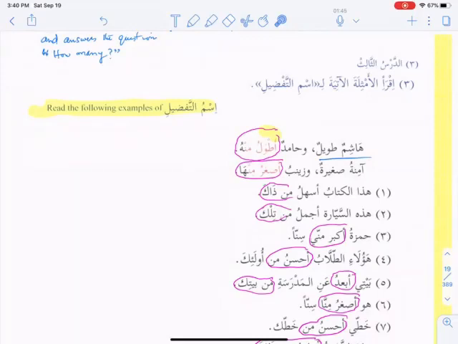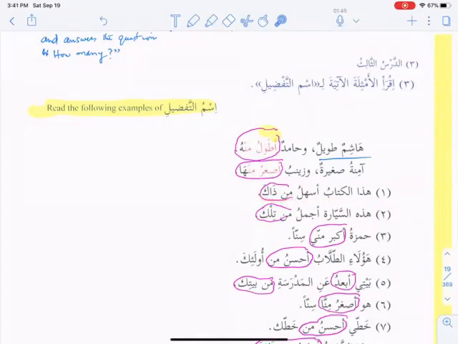Hazal kitabu ashalu min zalika. This book is easier than that. That book is easier than that. I'll just do one more. Haza is mubtada, al-kitabu is badal, ashalu is khabar, min zalika is jar majrur.